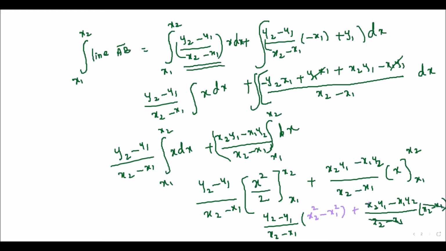This x2 minus x1 will get cancelled. And here if I write a square minus b square as (a minus b) times (a plus b), again that x2 minus x1 will get cancelled, leaving x2 plus x1 here. So after cancelling all these terms, the final answer I'm writing here, for the first integration, this integration answer, is nothing but (y2 minus y1) of this part. Here x2 minus x1 I cancelled, leaving x2 plus x1.